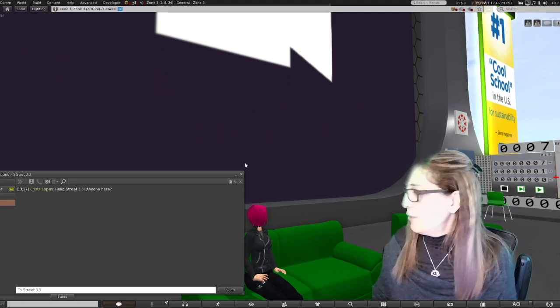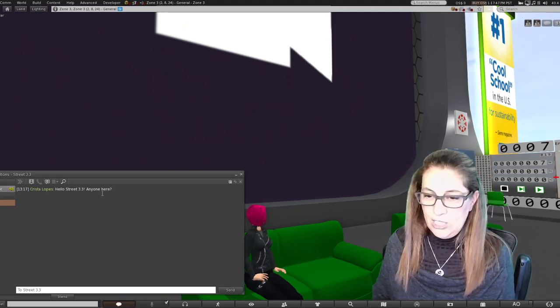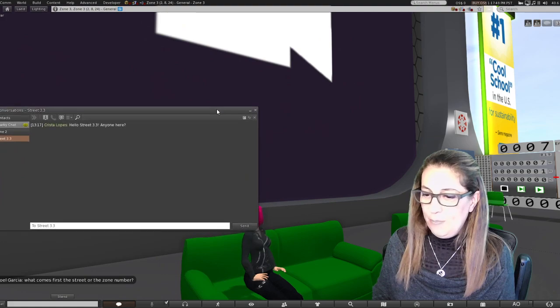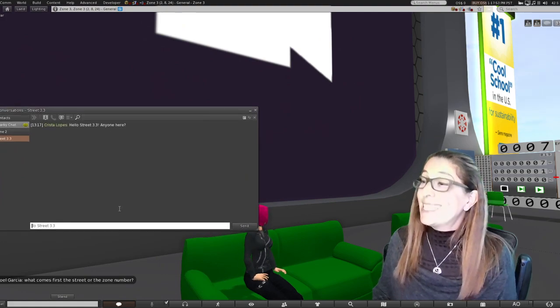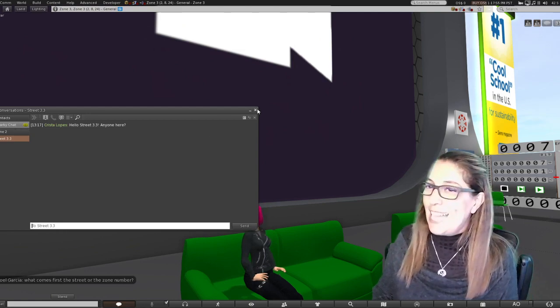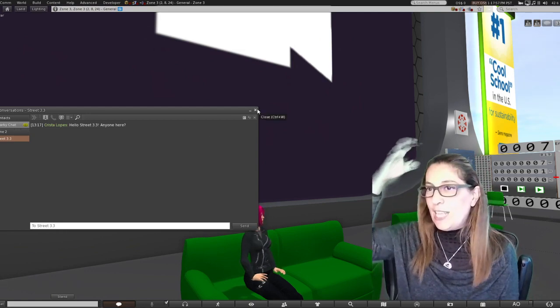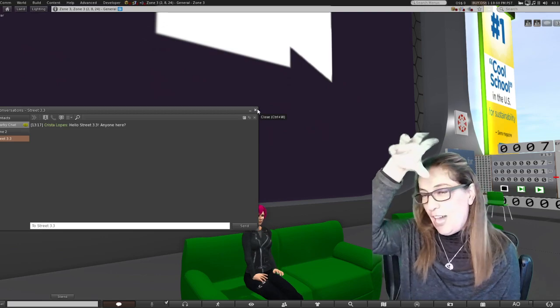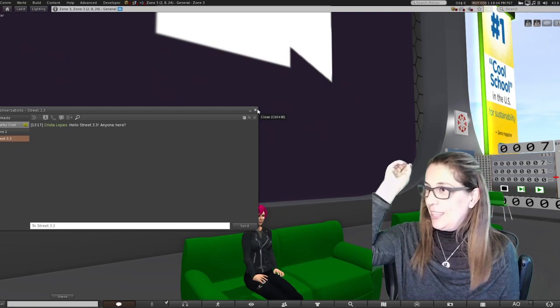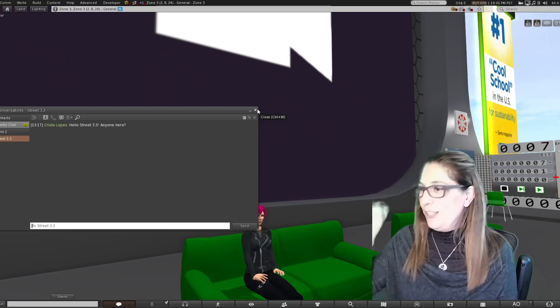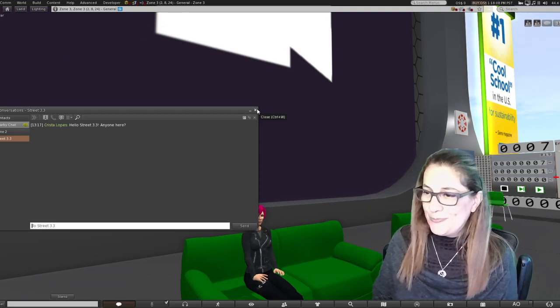All right, I don't know if anyone in street 3.3 is here, but if they are here and they're signed up, they should be. What comes first, the street or the zone number? It's the zone number, okay? So remember, this is hierarchical, and the numbers go from the top of the hierarchy to the bottom. So it's the zone number, the street number, the house number, the terminal number, right?